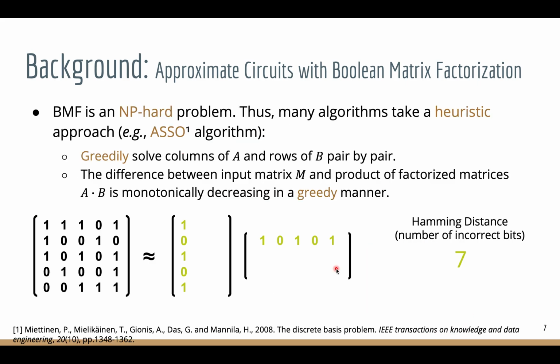BMF is proved to be NP-hard. Thus, most algorithms take a heuristic approach. For example, the ASSO algorithm uses an error framework. Such an algorithm solves columns of A and rows of B pair by pair. As more pairs are solved and the factorization degree increases, the factorization error is monotonically decreasing. In this example, when the factorization degree increases from 1 to 3, the Hamming distance is 7, 4, 2, respectively.